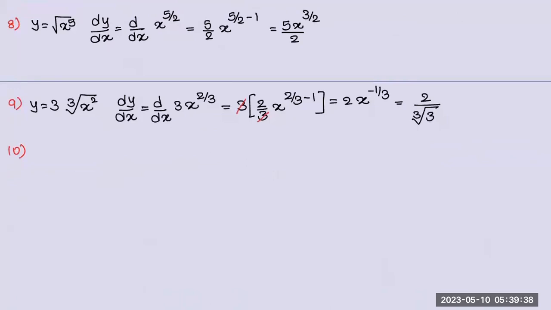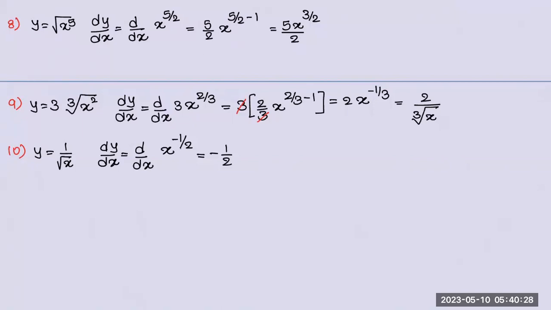10th one. Y is equal to 1 by root x. That is separate. Dy by dx is equal to d by dx of x power minus 1 by 2. No need to explain, just numerator denominator minus sign. Square root can be written as power 1 by 2. Excuse me, sir. In ninth one, shouldn't it be cube root of x in the denominator? I don't know why I wrote 3. X, correct. Unforced errors. Sir, cube root, no sir, it's right. Cube root of x, correct.